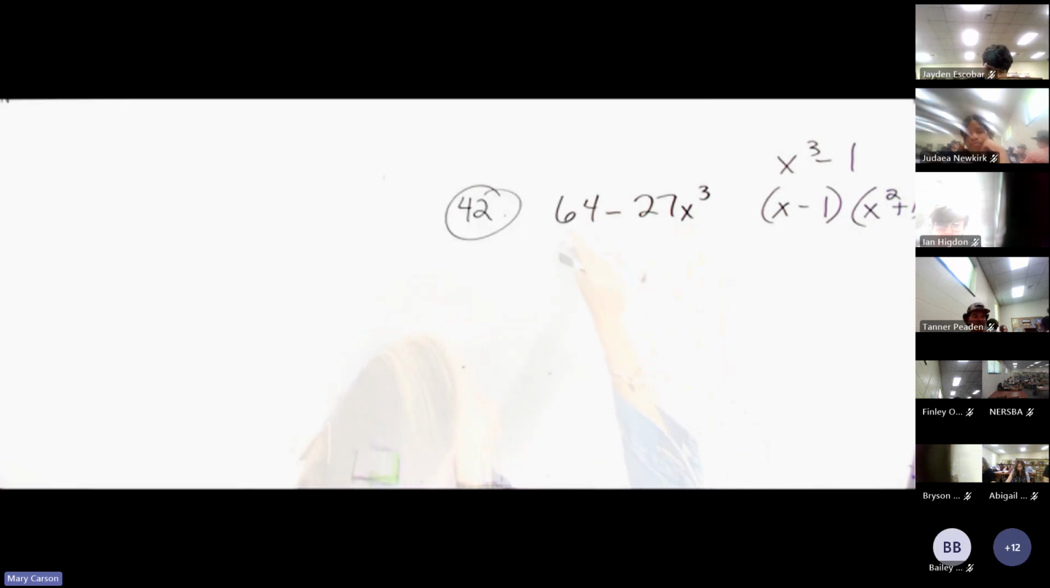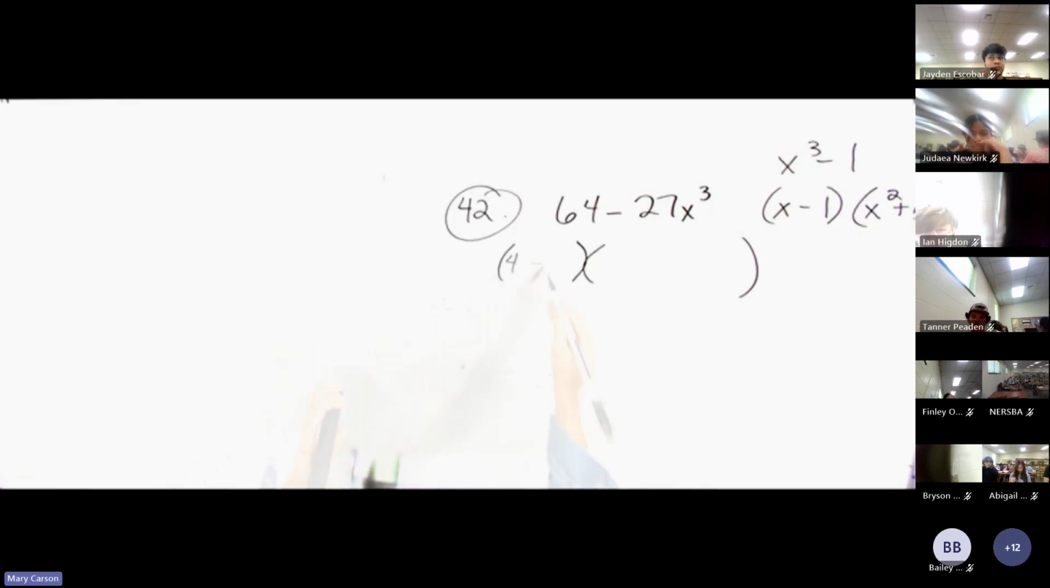So what is the cube root of 64? What are three numbers that are the same that multiply to give you 64? All right, so 4 times 4 times 4. 4 times 4 is 16, times 4. Yeah, 16 times 4 is 64. Does that give you 64? Yes. All right, so 4 is correct.